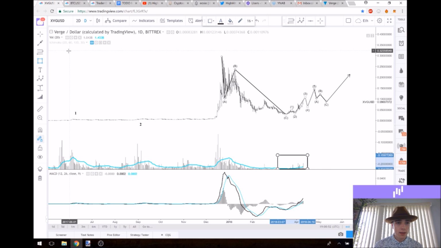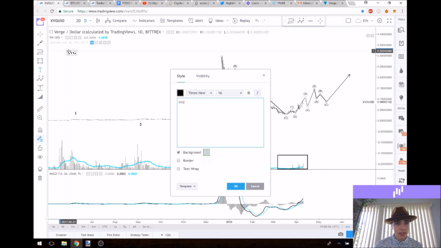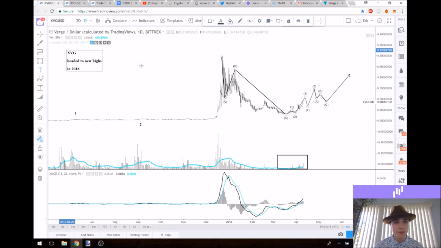So we'll just put XVG headed to new highs. Can't give exact targets because this is technically one of my signals. Headed to new highs in 2018. So that's the prediction, is that XVG will be headed to new highs in 2018.